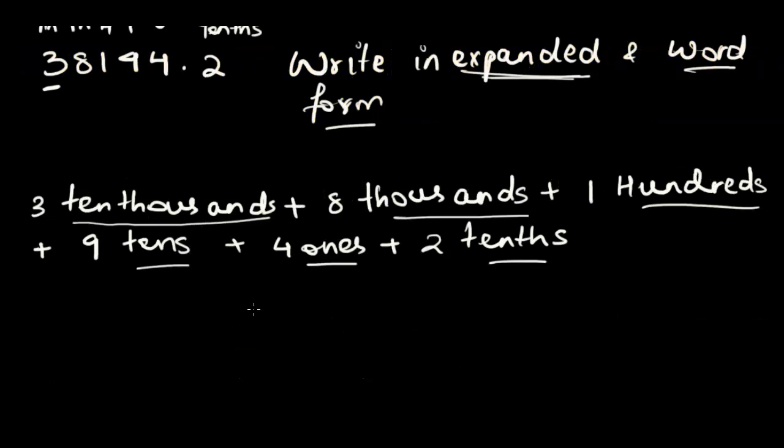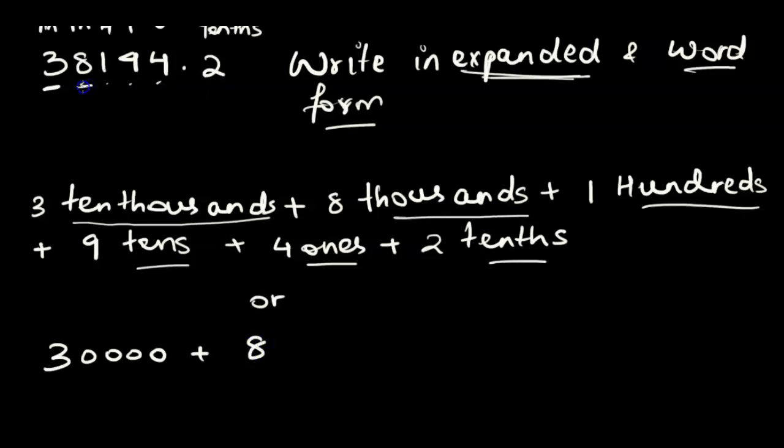So either you can write it this way or you can write 3. 10,000 means after 3 you have to have how many zeros? 1, 2, 3, 4 zeros. Whenever we are writing the zeros, we're not taking the decimal part into account, just the whole numbers. Next we have 8.